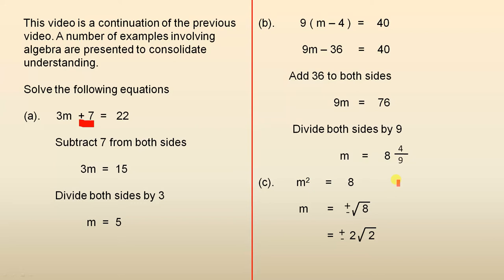m squared equals 8. So m equals plus or minus the square root of 8. And we saw in earlier videos that the square root of this surd can be represented as 2 the square root of 2. So m equals plus or minus 2 the square root of 2.